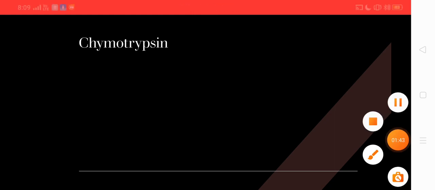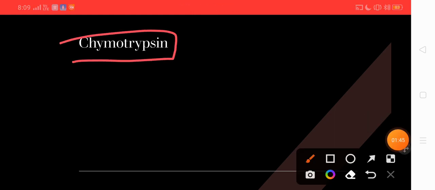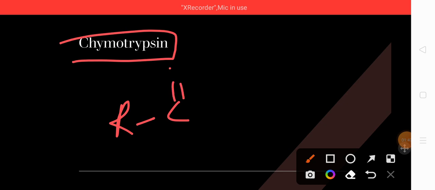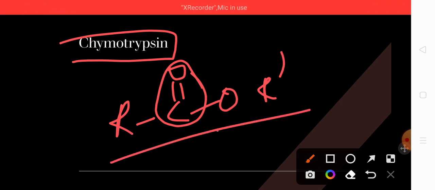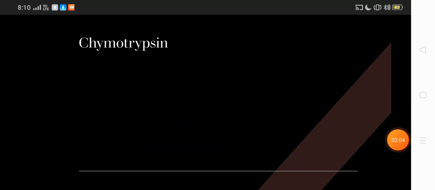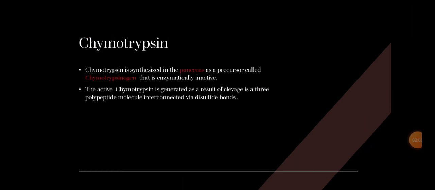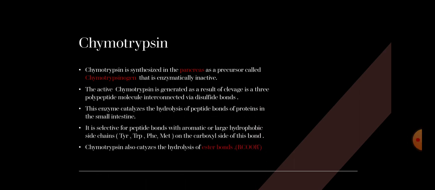Along with that, it will also hydrolyze ester bonds. Because when we talk about its mechanism, you will find that chymotrypsin needs a carbonyl group to work. Ester bonds also have carbonyl groups, so chymotrypsin can also act on esters. So that is what I have written here. I have mentioned everything here, right? So let's take a screenshot to use this for your further study.